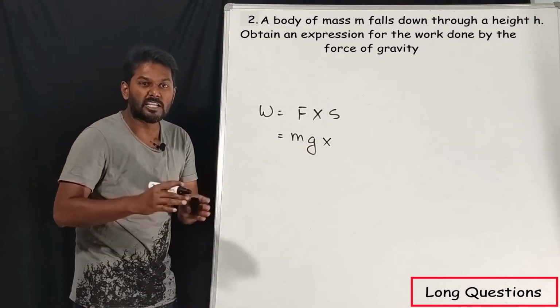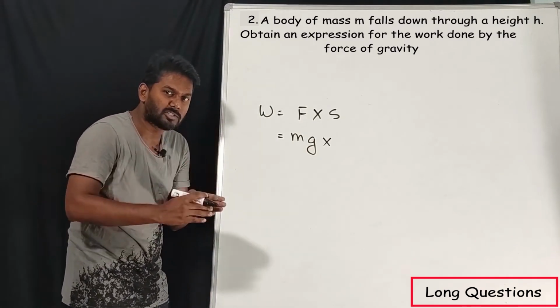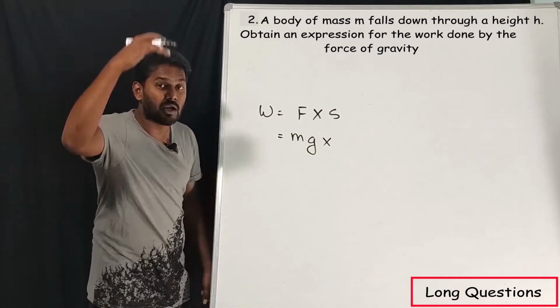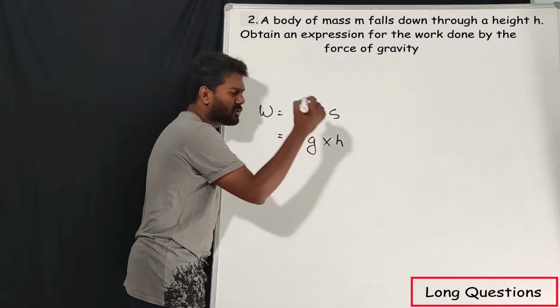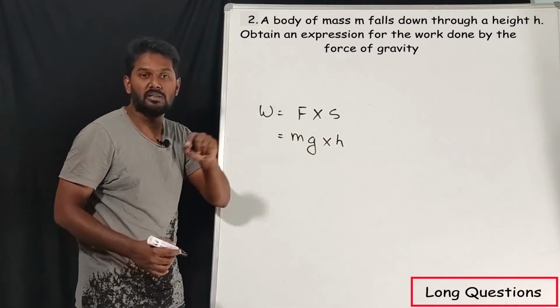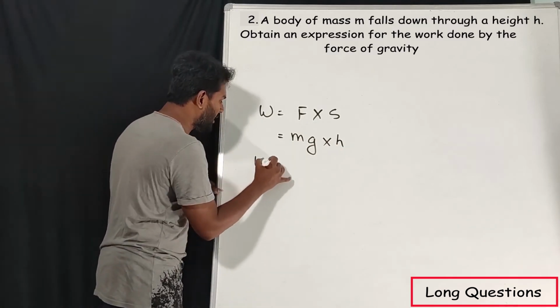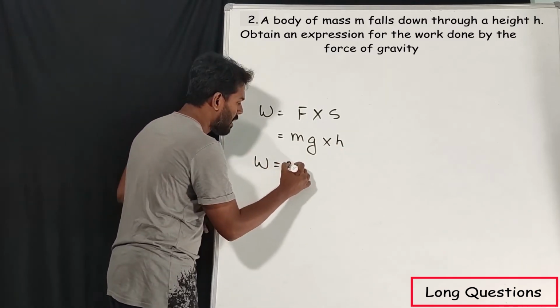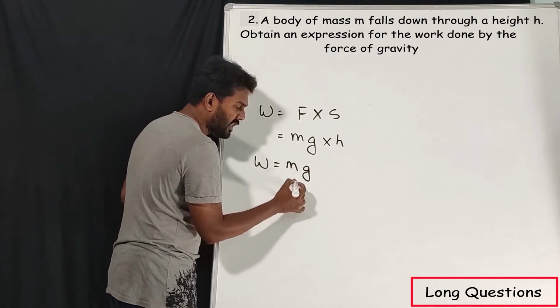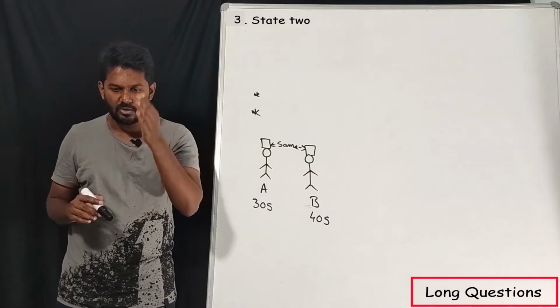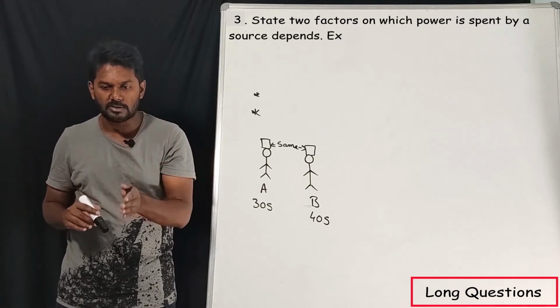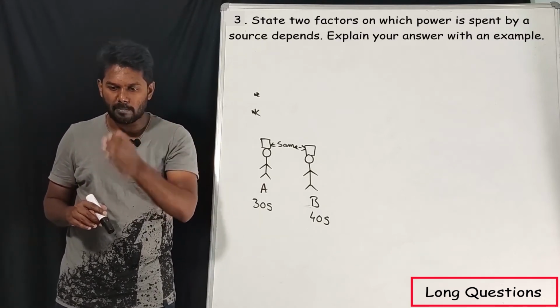And here they have mentioned height, correct? Height is not a displacement, it is not going from one place to another place. We are talking about height. So instead of s we have to use h. Why? Because that is mentioned in the question. So final work done expression will be mass into acceleration due to gravity into height. That's it.